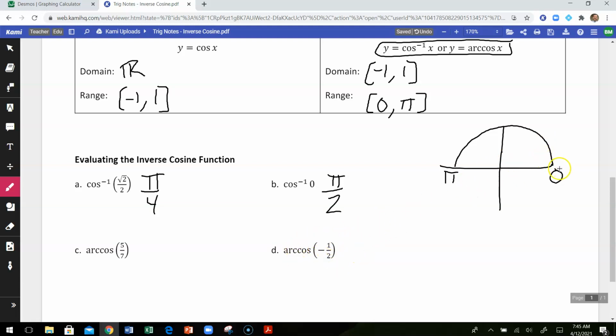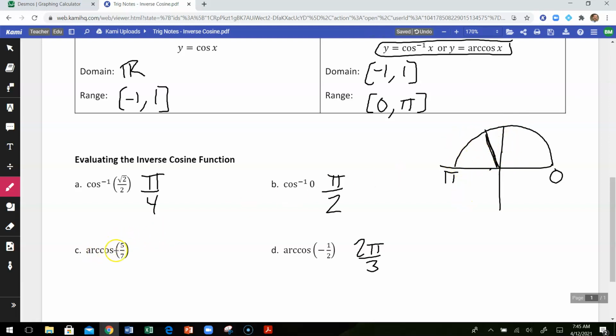So with arc cos, we're going from 0 to pi. Which angle in that range has a cosine of negative 1/2? And that's going to be the angle 2 pi over 3. We couldn't look in quadrant 2 at all for inverse sine, but for inverse cosine we can.